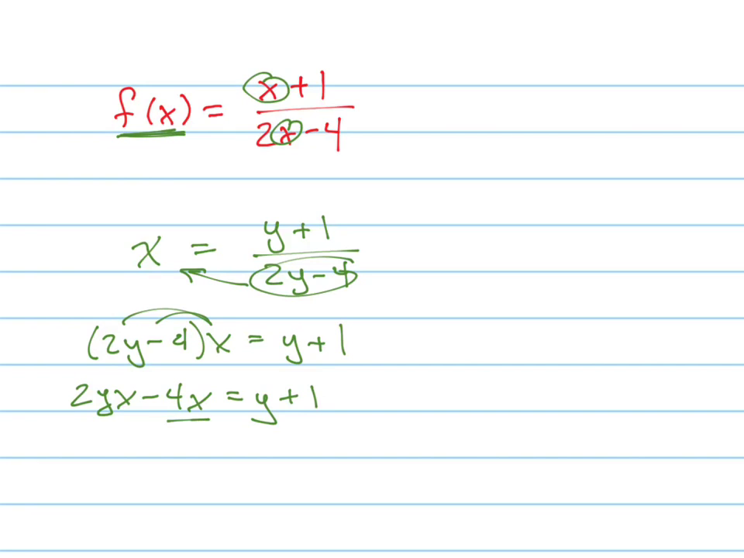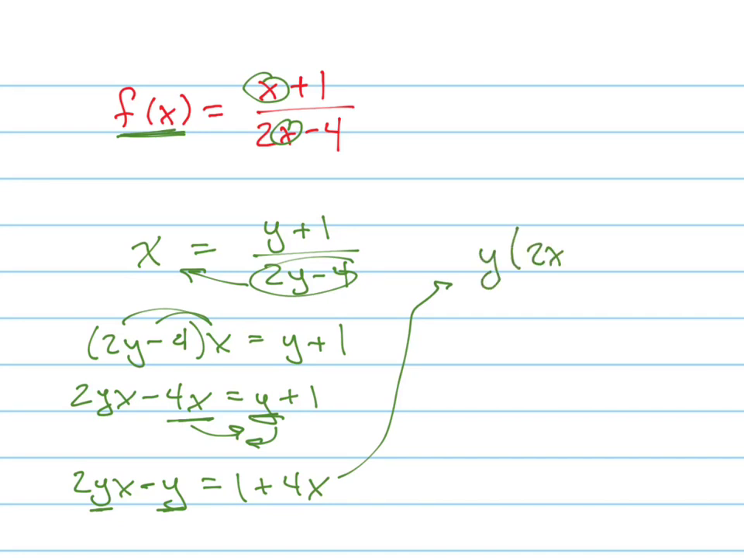Now move that over there and move the y to the other side, because remember, you want to get the y's together. So I'm subtracting y and I'm adding 4x. Follow that? Now take the y out. So y factors out of there and you get 2x minus 1 equals 1 plus 4x. And now divide both sides by that. 1 plus 4x all over 2x minus 1.